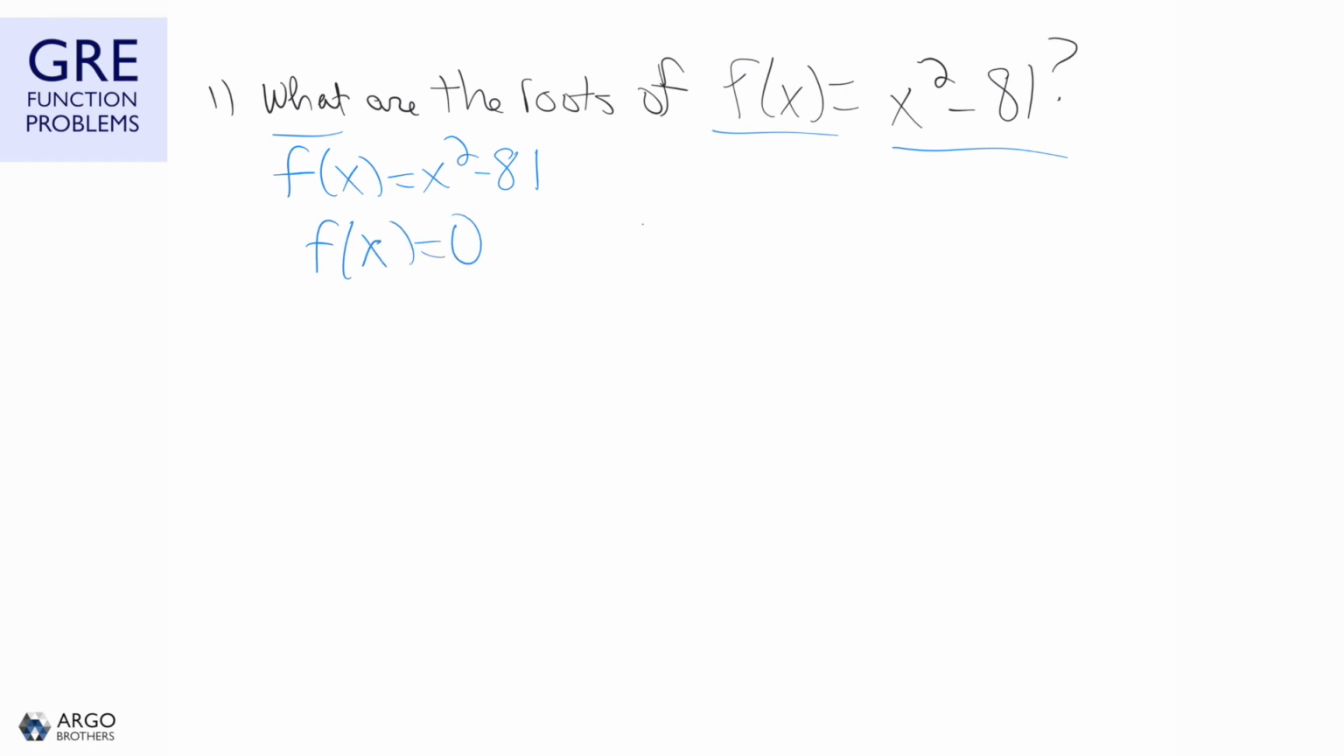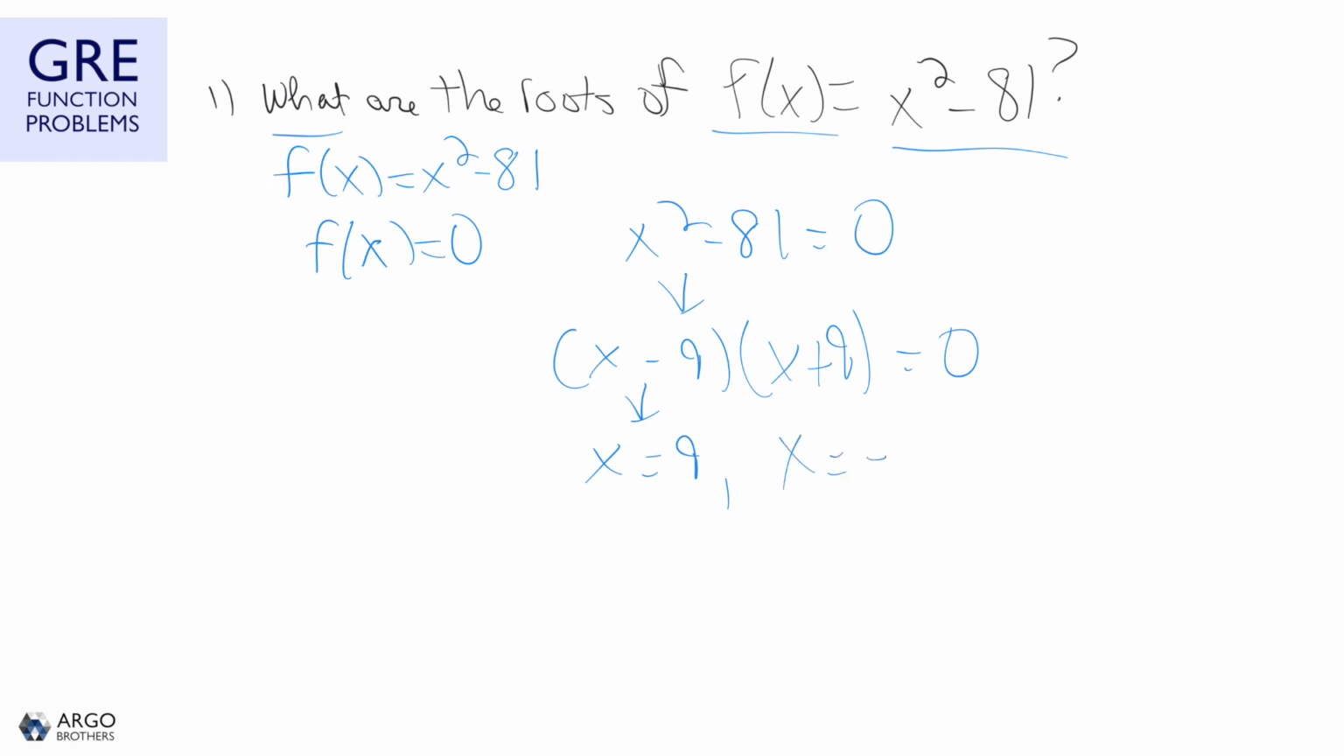So all we need to do is set x squared minus 81 equal to 0. Well, this is a difference of perfect squares, so we can factor it as x minus 9 times x plus 9 equals 0, which gives us the roots x equals 9 and x equals negative 9. These two roots give you f of x equals 0. So those two would be f of 9 equals f of negative 9 equals 0. So those are the answers, 9 and negative 9.